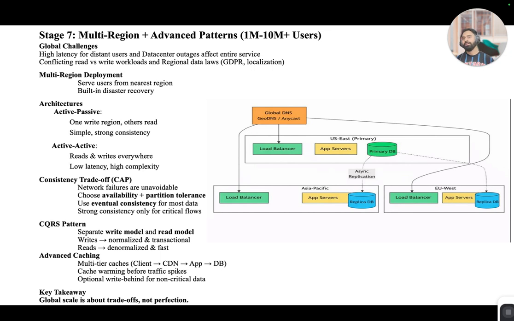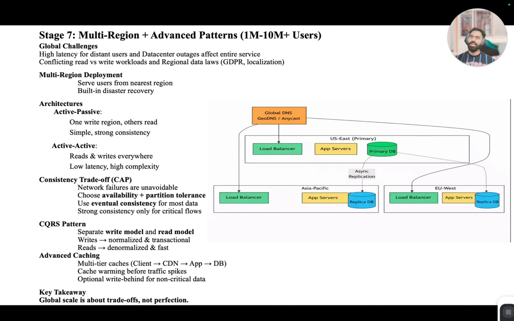So, the two common multi-region models. Multi-region models are active-passive, which is primary-secondary, and the other is active-active. Okay, first we will discuss active-passive. In active-passive, that is primary-secondary, one region handles all the writes and the other region handles the reads. If the primary fails, then the secondary takes over.